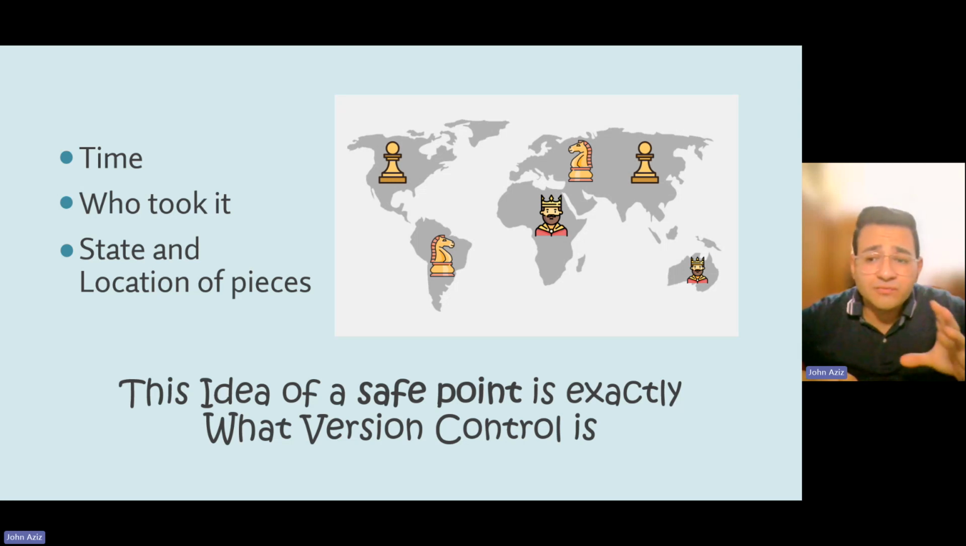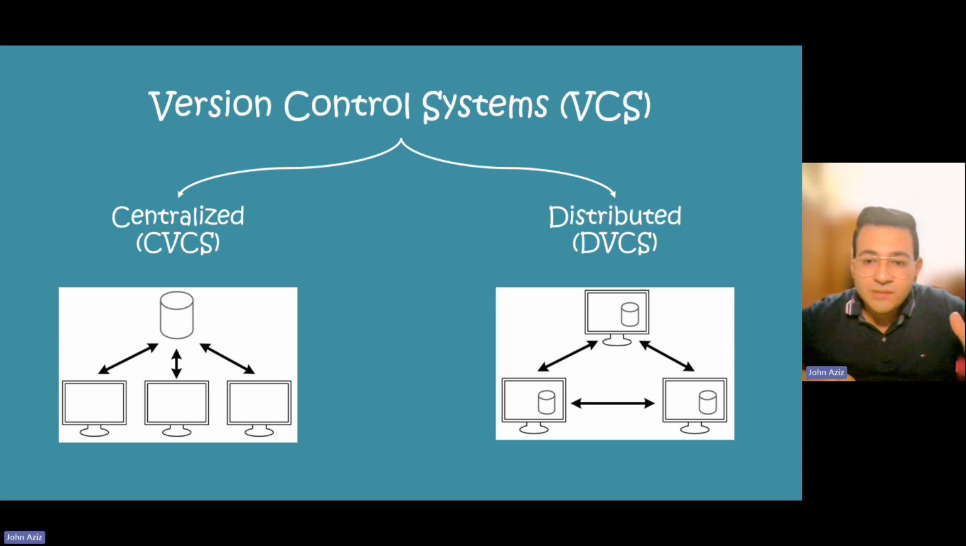This concept of a safe point is the idea behind version control. As we keep track of different versions of our code, which might include the time, the person who created this version, and the state and location of our code in the folders. So this is the idea behind version control, the idea of a safe point I can get back to, of a version of my code. So to sum it up, there are two types of version control systems. The first type is the centralized version control system, and the second one is the distributed version control system.